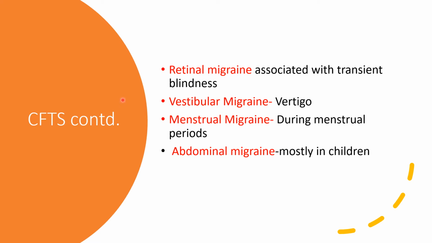On signs and symptoms again, it might be retinal migraine. In this case, there will be transient association with blindness, and there might be vestibular migraine that will present with vertigo. So when anyone is having vertigo, it is fair to have a differential diagnosis of migraine. Might be menstrual migraine. This will occur during menstrual periods. Then abdominal migraine. Although this will form a separate topic, I will not waste your time here. But we mostly find this in children. However, it's not limited to childhood age.